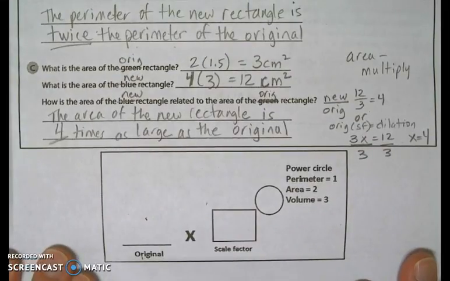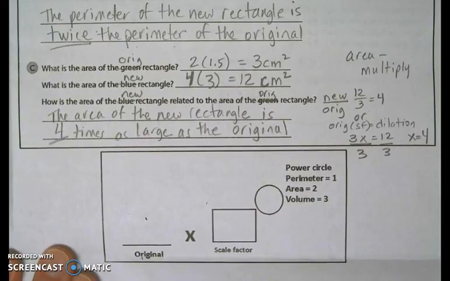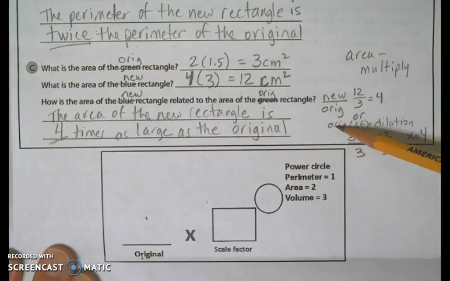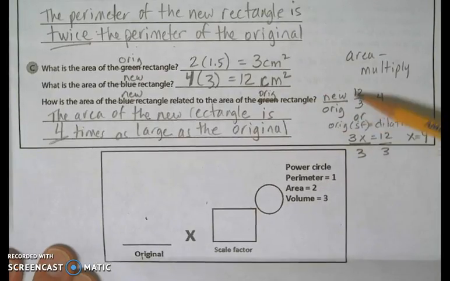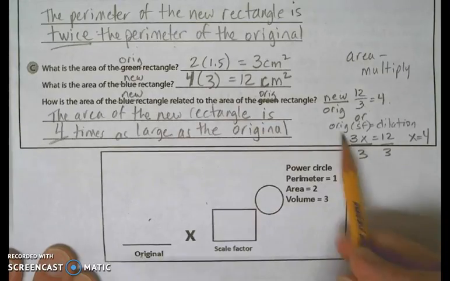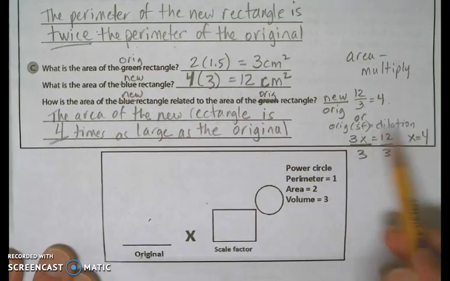Okay, so how is the area of the new related to the area of the original? Well, we can do two different methods. We can do our new to original, so 12 to 3, well 12 divided by 3 is 4, or we can use the formula original times scale factor equals dilation.